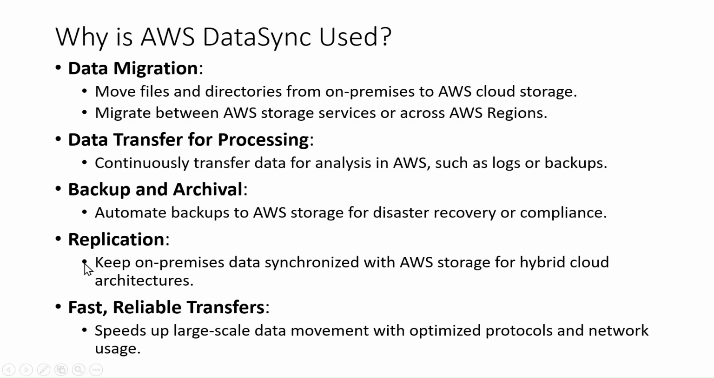Fine. And the replication. So it could take as its location. So keep on-premises data synchronized with AWS storage for hybrid cloud architecture. So whatever data you own on-premises, that is the physical infrastructure, the same data can be replicated at the cloud level also.